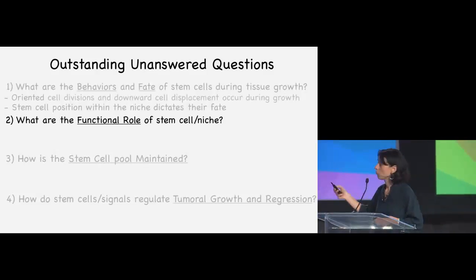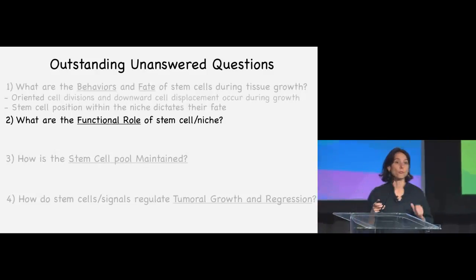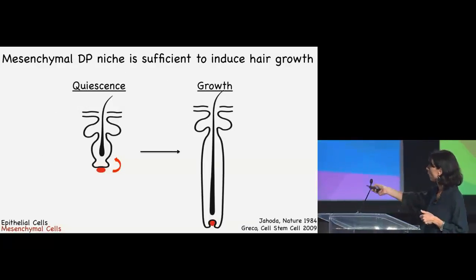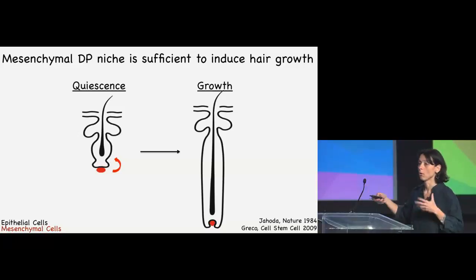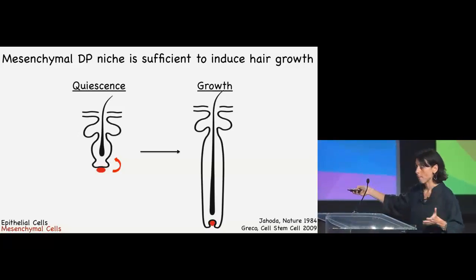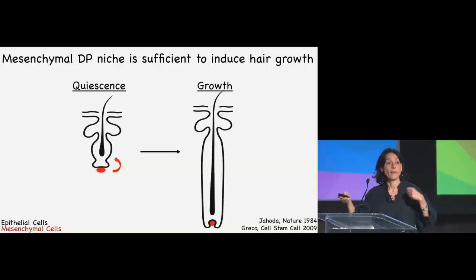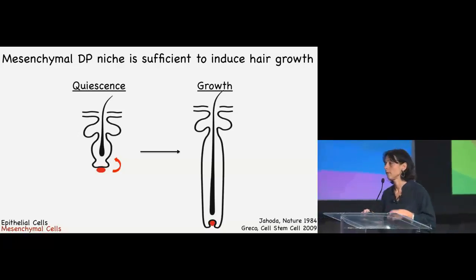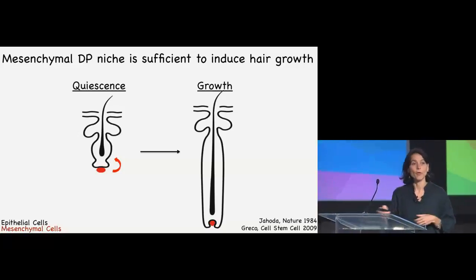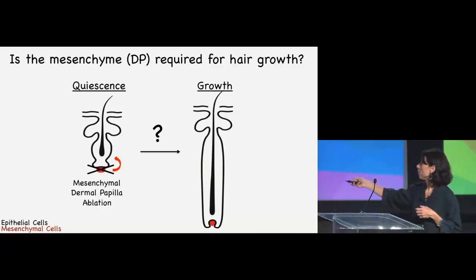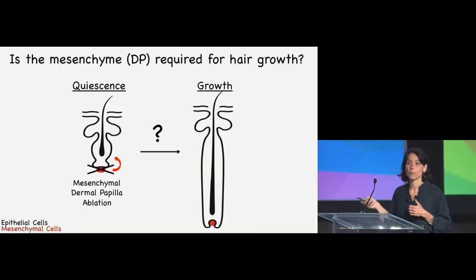The next question that Padelis wanted to understand is what's the functional role of these two components? What we know from Colin Jahoda's work is that when we take these mesenchymal components and transplant them in the glabrous epidermis, they can induce de novo follicle formation. We also know from other work and my postdoctoral work that there are signals that can trigger this transition from quiescence to growth. So what this established is that the mesenchyme is sufficient to induce hair follicle regeneration. The question is whether it is required. So if we eliminate it, would hair follicle growth be impaired?